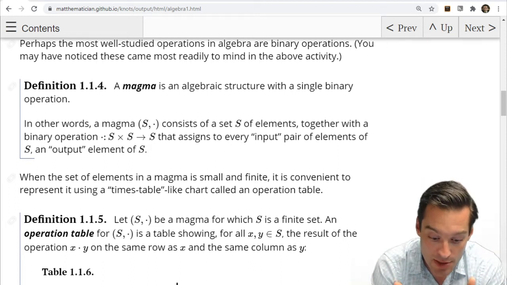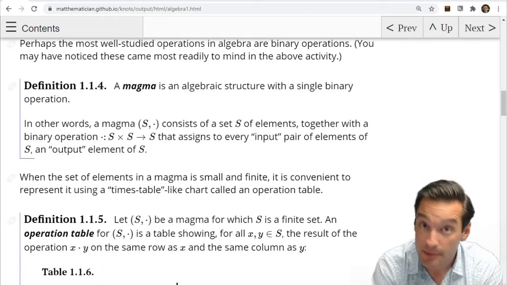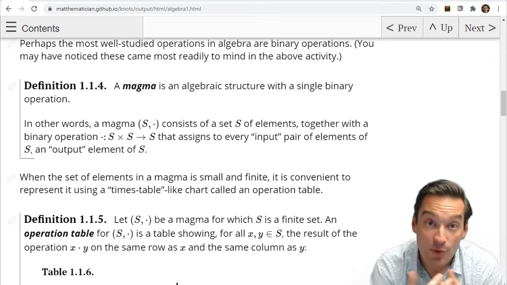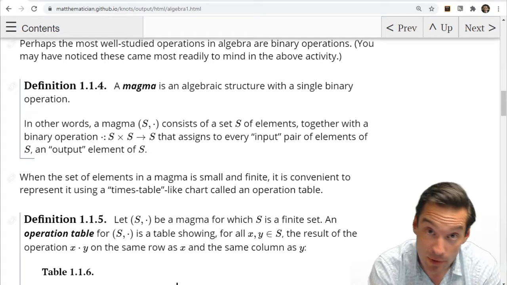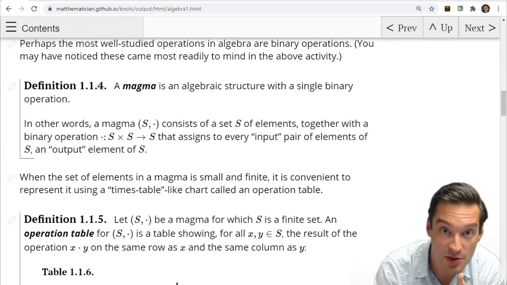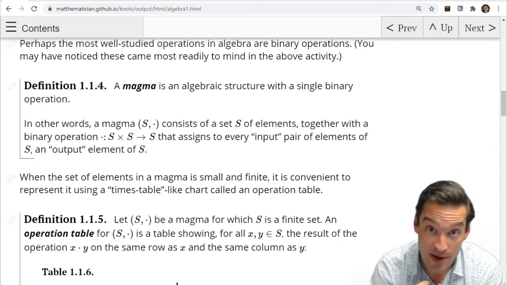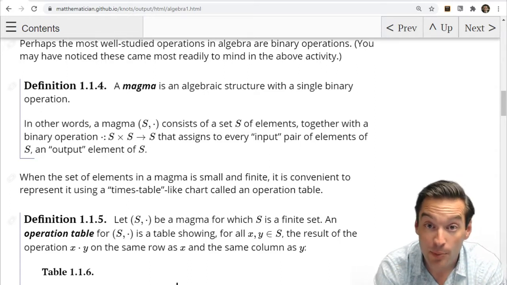So binary operations are the most well studied, I think, of algebraic structures. Most of the arithmetic operations that you learn coming up through the grades, addition, subtraction, multiplication, division, exponentiation, those are all examples of binary operations. You have to give me two inputs and I give you a single output of the same type.